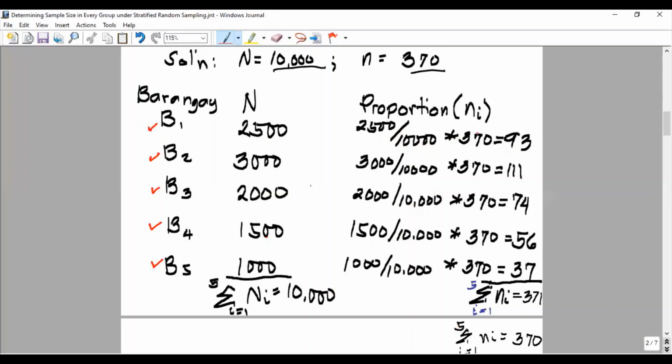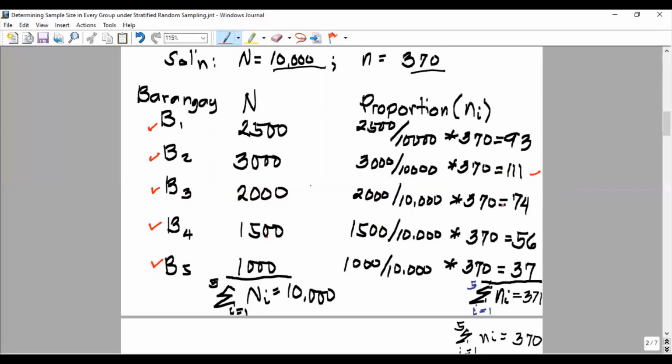This means that we have to allocate this sample size proportionally to each of the barangays in Town A. So the allocation is based on the population per barangay. So we expect that the larger the population of the barangay, the more residents or sample elements to be considered. Okay? In the second barangay, the population is 3,000. Divide it by 10,000 times 370 will give us 111.